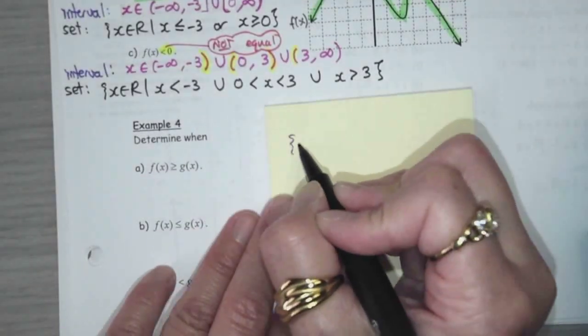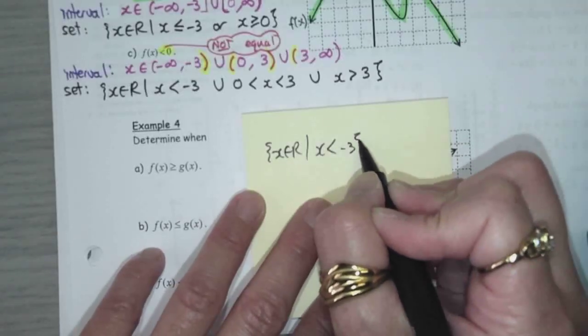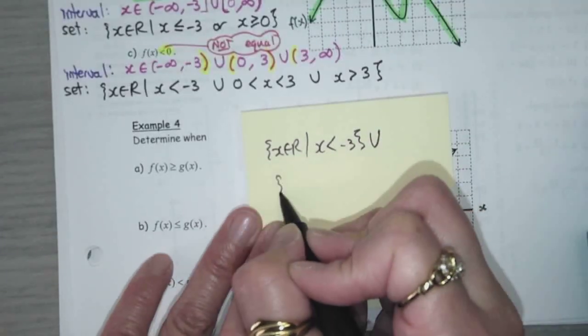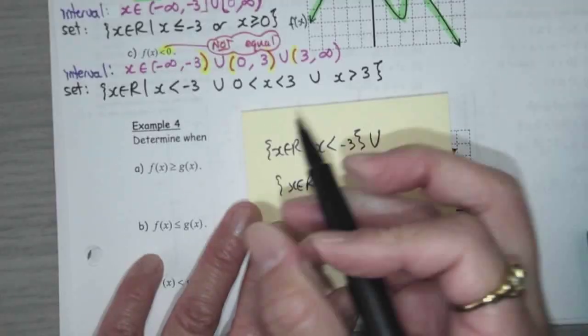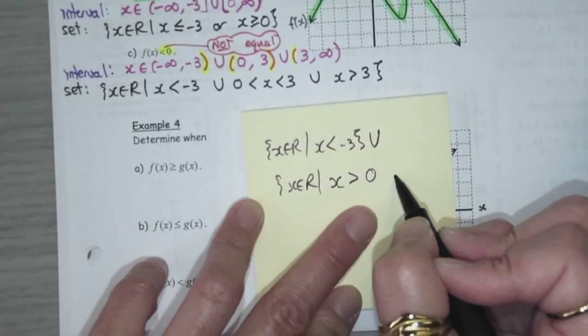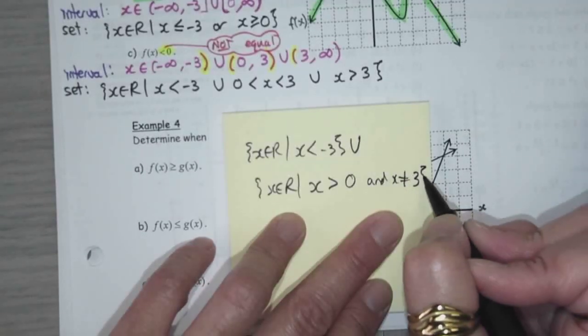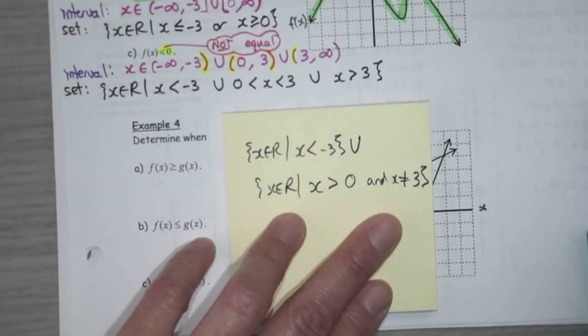So I would do this: x is an element of the reals, and x is less than -3, or, and then you could do a new set, x is an element of the reals, and then have your other set, right? So x is greater than 0, and x cannot equal 3, like that. There you go. Does that make sense?